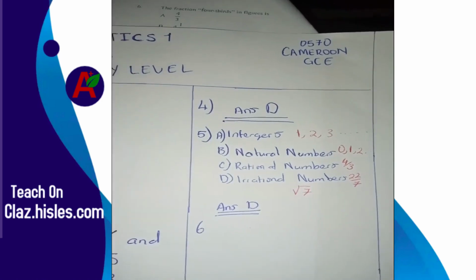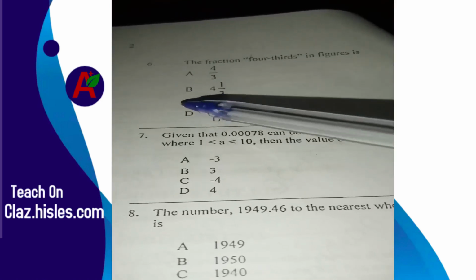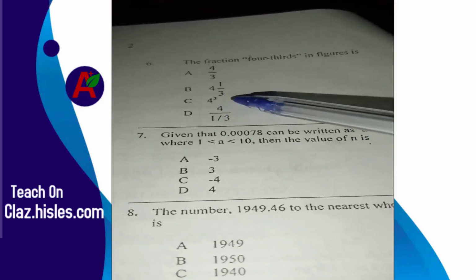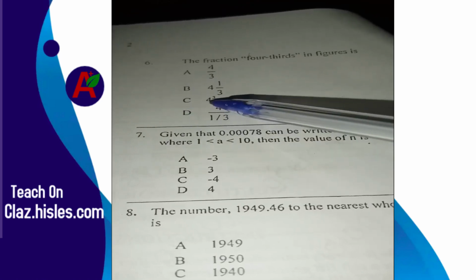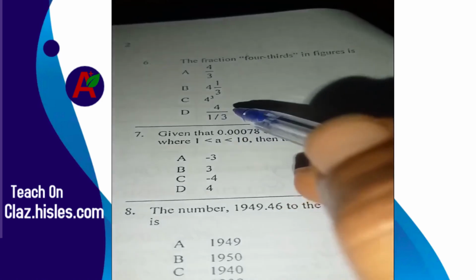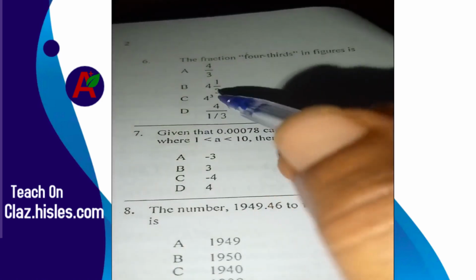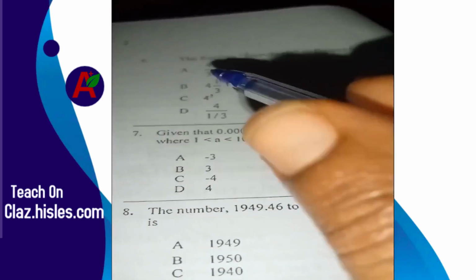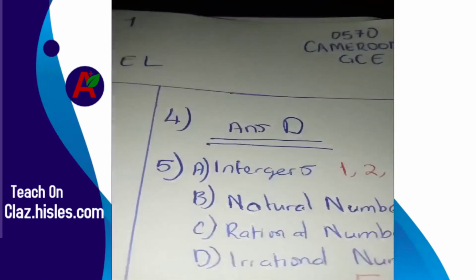Number 6. The fraction for thirds in the figure is A, 4 on 3, B, 4 times 1 on 3, C, 4 to the power 3, that's 4 times 4 times 4, and D, 4 times 1 on 3. Let's rewrite this properly.